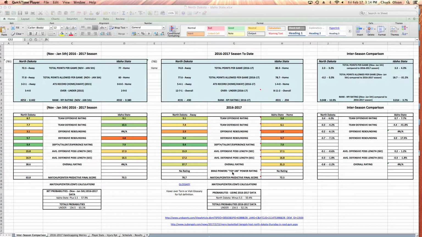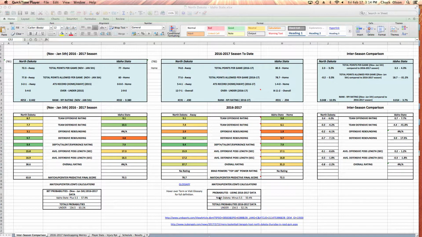Now, Brad Powers, the top 100 rater, did not rate any team, so neither team made that. But we look up at our final score. We got North Dakota 78 against a 72 for Idaho State, and the line is North Dakota minus 5.5. At this point in the season, it looks like Idaho State plus 5.5 would have been the better bet.